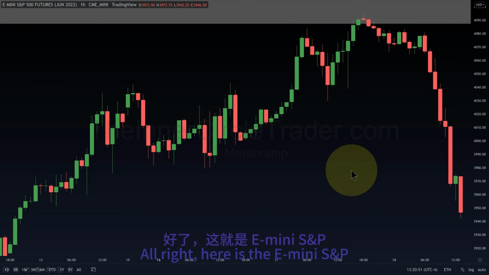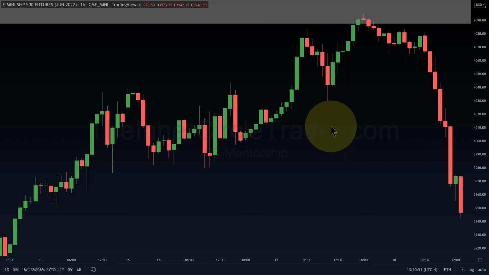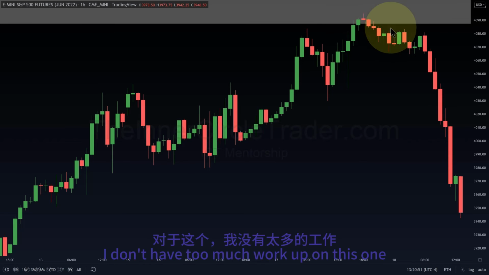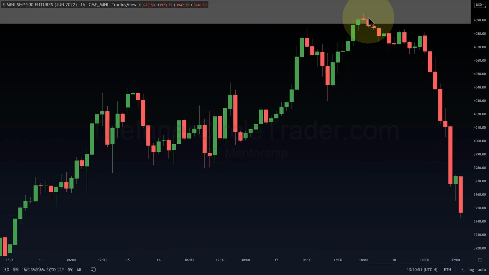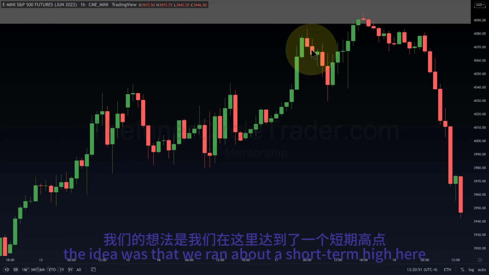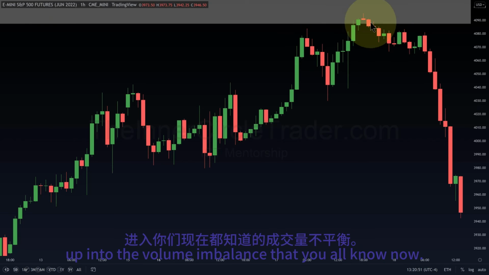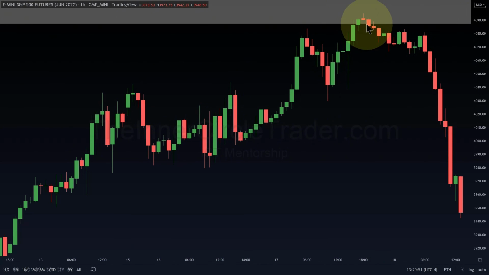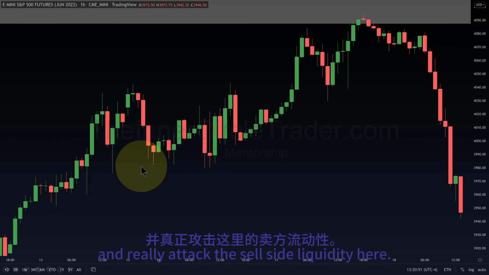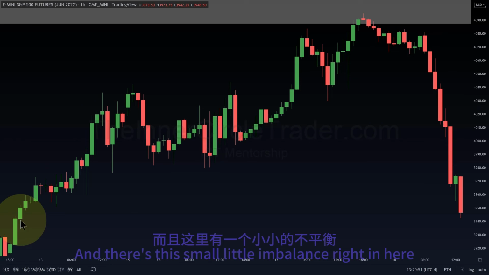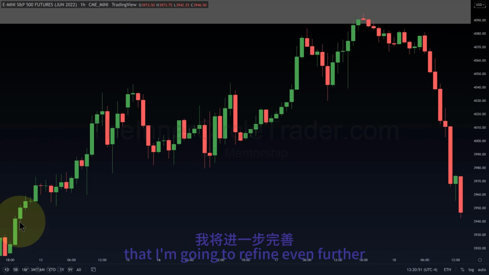All right, here is the E-mini S&P hourly chart, and we rallied up. I don't have too much work up on this one because my mind was set on the NASDAQ, so we're going to stick with this one because I operated in it today. But the idea was that we ran above short-term high here up into the volume imbalance that you all know about, and then that's a premium array, and then it starts to break lower and really attack the sell side liquidity here.